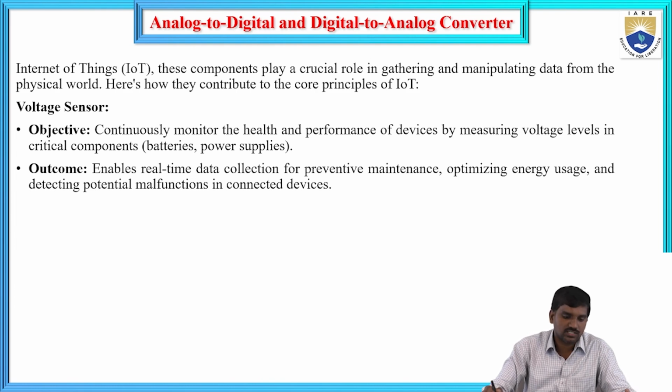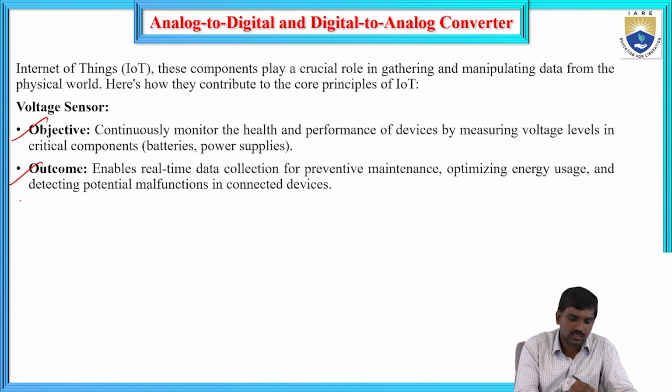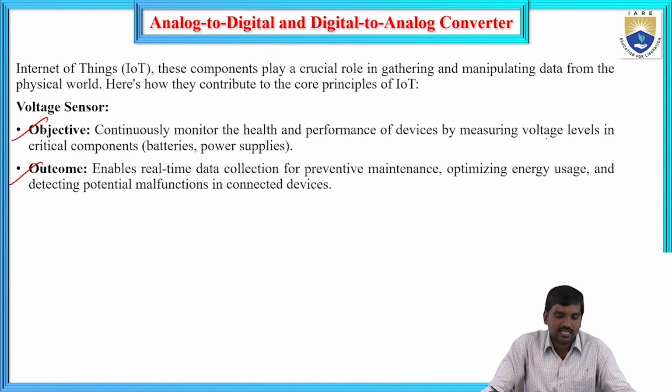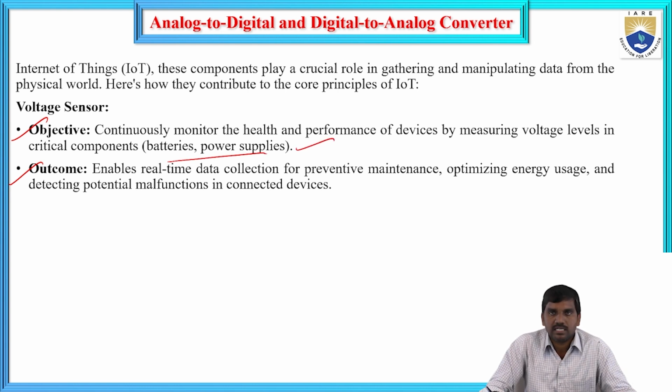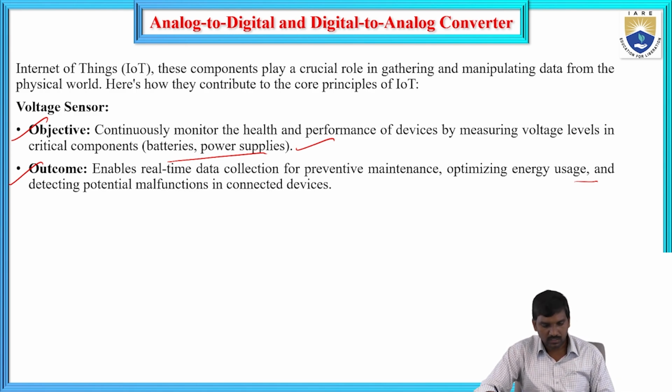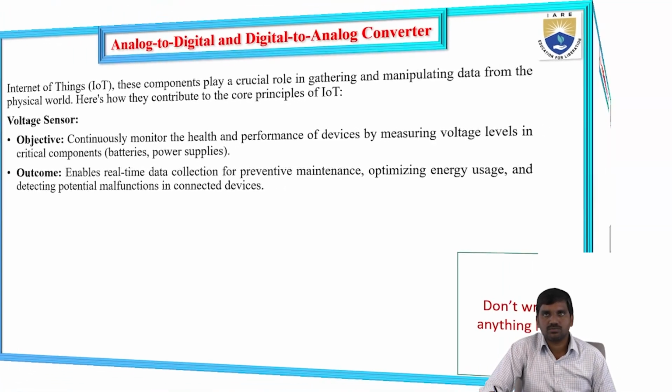For the voltage sensor, what is the objective here? Objective and outcome: continuously monitor the health and performance of devices by measuring voltage levels in critical components like batteries, power supplies, like that. Outcome: this enables real-time data collection for preventive maintenance, optimizing energy usage, and detecting potential malfunctions in connected devices. So this is about the objective of the voltage sensor and its outcomes.